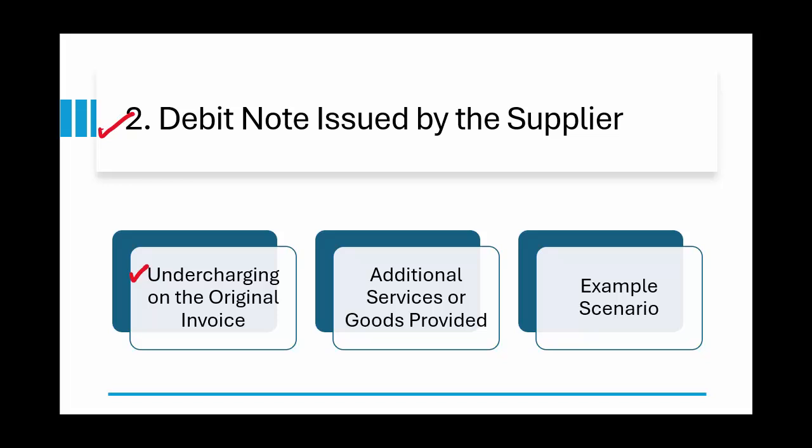Additional services or goods provided. If the supplier provides extra services or additional goods that were not accounted for in the original invoice, they might issue a debit note to cover the extra cost. Example scenario. Let's say supplier B initially billed Company A for $500, but later realizes that the correct amount should have been $550 due to an oversight in pricing. Supplier B can issue a debit note for the additional $50, formally notifying Company A of the adjustment. This debit note explains the reason for the increase and updates the record for the final amount payable.